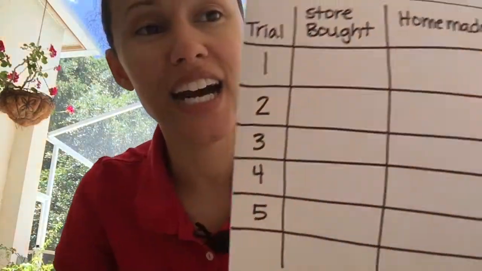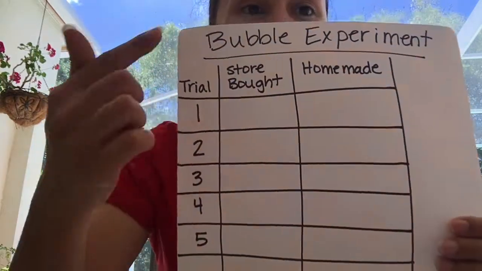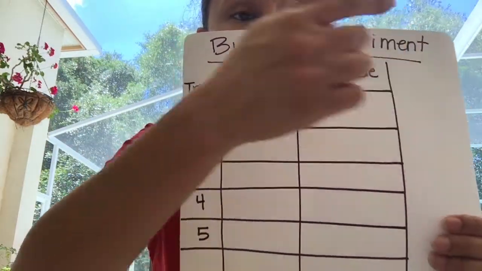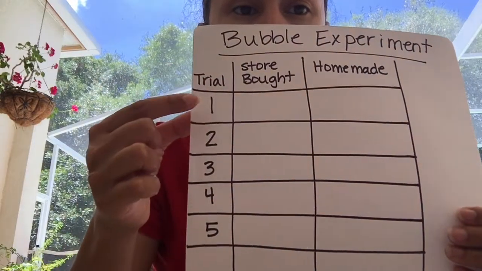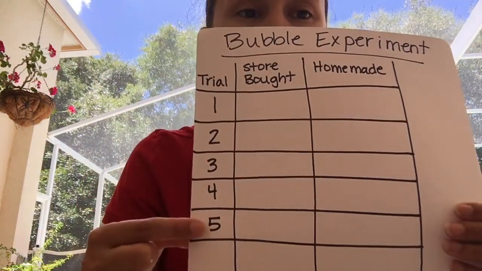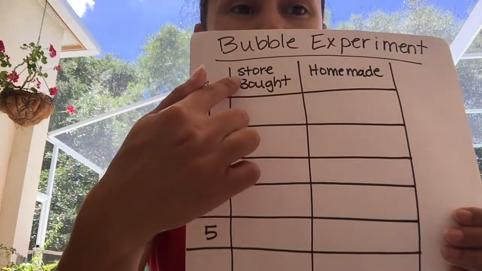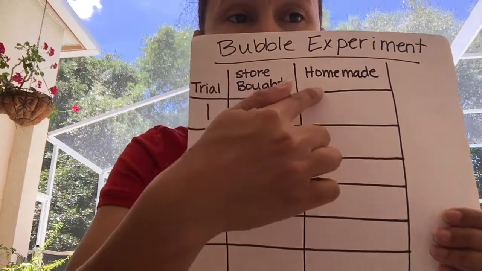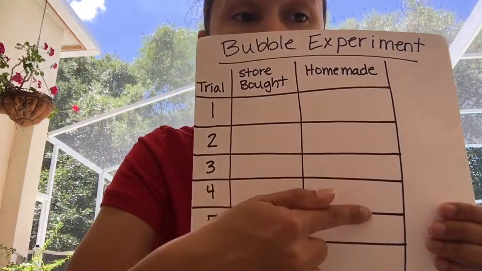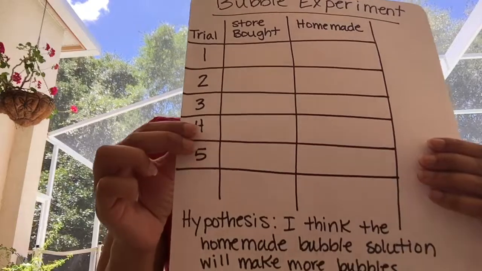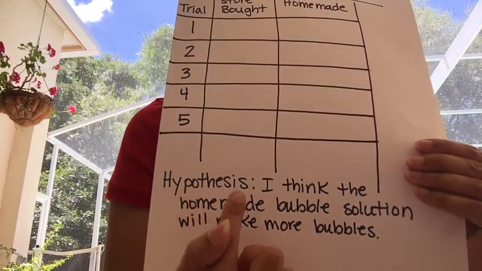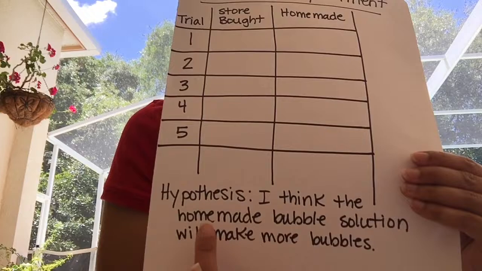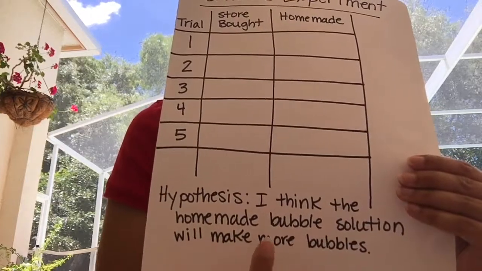I made a chart or a table, and up top it says bubble experiment. Right here it says trial. I'm going to be doing 1, 2, 3, 4, 5 trials. And then here it says store-bought. This is where I'll put the store-bought bubble numbers. And this is homemade. This is where I'll put the homemade bubble numbers. Down below is my hypothesis. It says, I think the homemade bubble solution will make more bubbles. What do you think? What is your hypothesis?